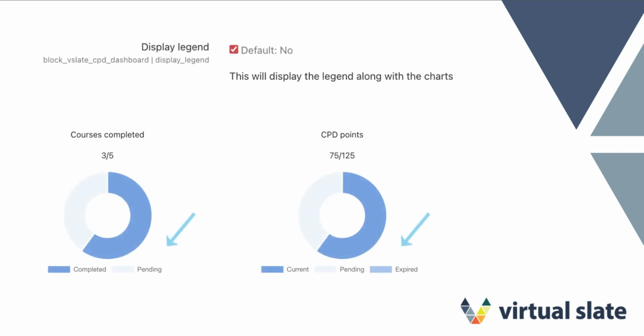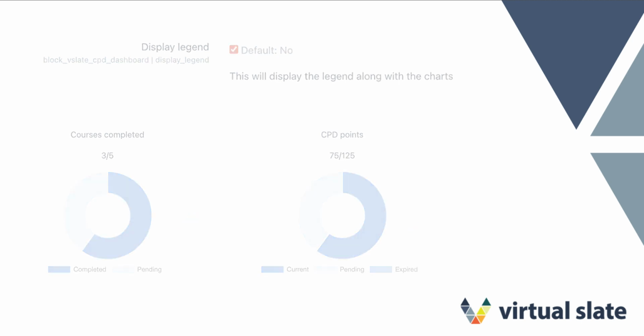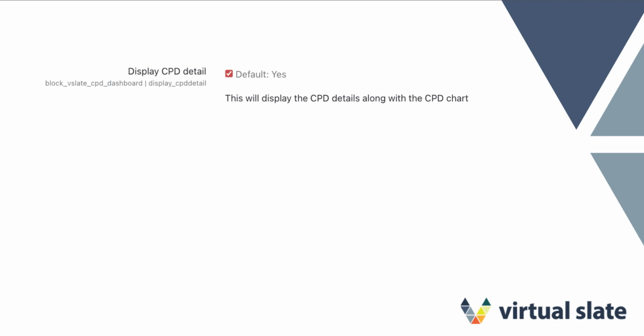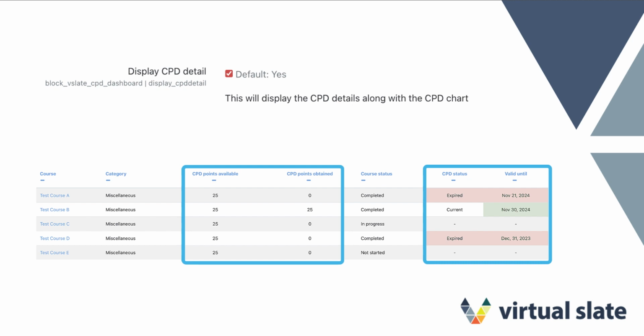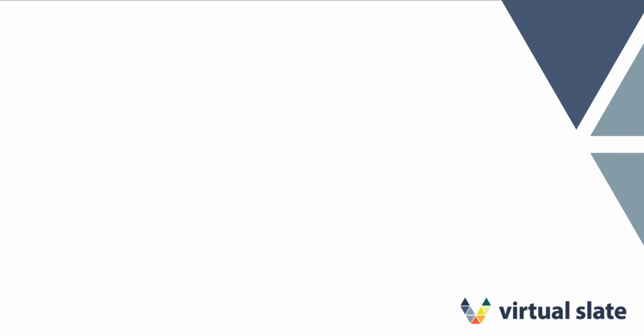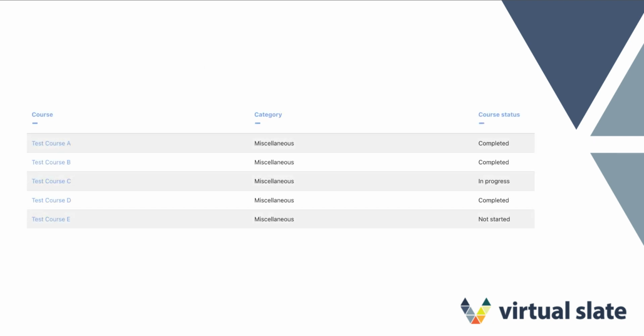The Display Legend setting, if checkmarked, will display a legend beneath the charts of the block, and otherwise will be hidden if unchecked. If the Display CPD Detail checkbox is checkmarked, then the CPD points available, CPD points obtained, CPD status, and valid until columns will be displayed within the block table. Otherwise, if unchecked, then only the course, category, and course status columns will be displayed instead.